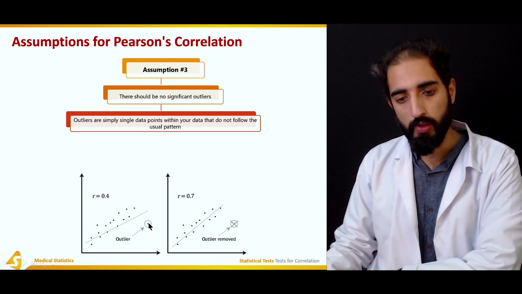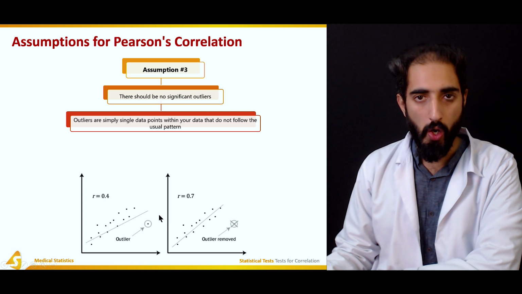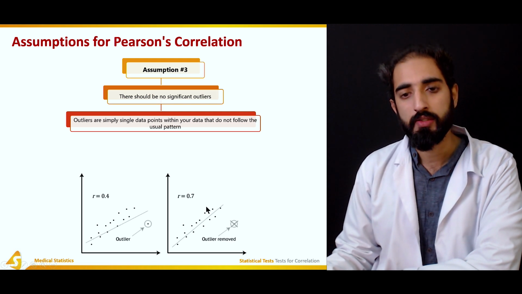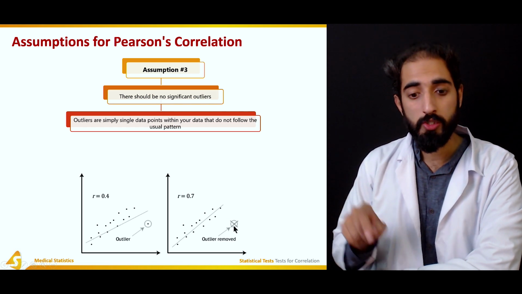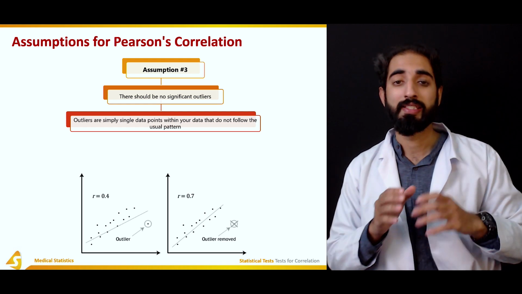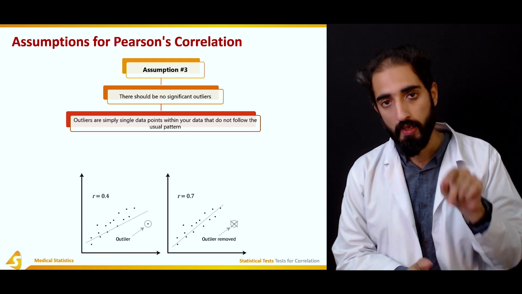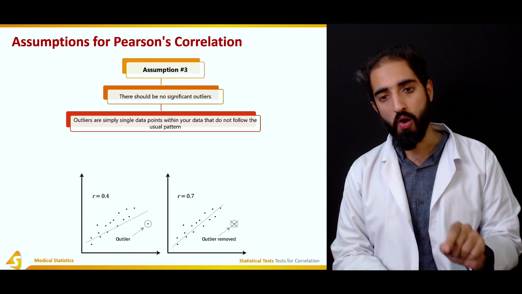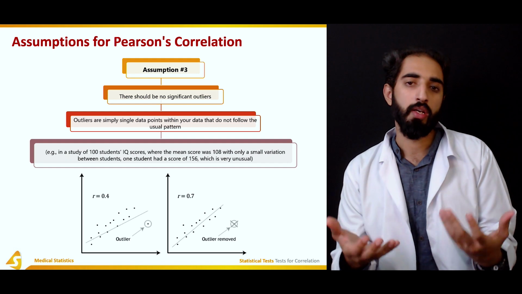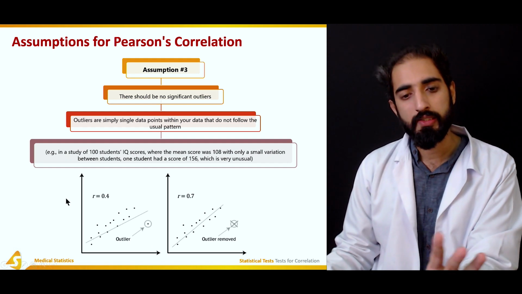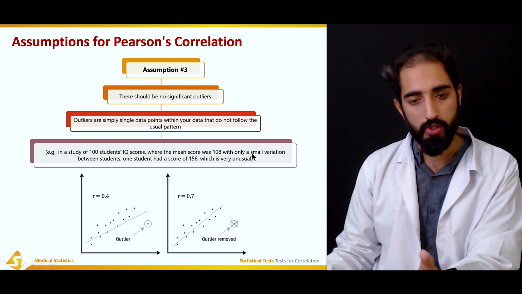But here we can see that we have this one outlier as well. If we exclude or remove this outlier, then the Pearson correlation coefficient becomes 0.7 just by removing this one value, which means that an outlier can significantly and drastically change the result and interpretation of the results. So that is an assumption for Pearson correlation, and always take care of the outliers before applying Pearson's correlation. So for example, how is it an outlier? Here's an example: in a study of 100 students, IQ scores where the mean score was 108 with only a small variation between the students.